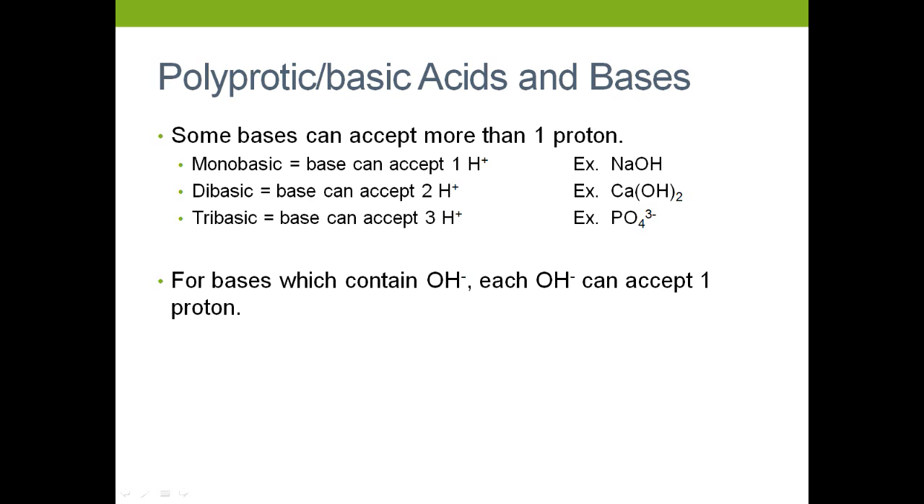Some bases can accept more than 1 proton. A monobasic base, such as NaOH, can accept 1 proton. A dibasic base can accept 2 protons, like calcium hydroxide, and a tribasic base can accept 3 protons. An example of this is the phosphate ion, which can accept 3 protons to become phosphoric acid. For bases which contain hydroxide, each hydroxide can accept 1 proton.